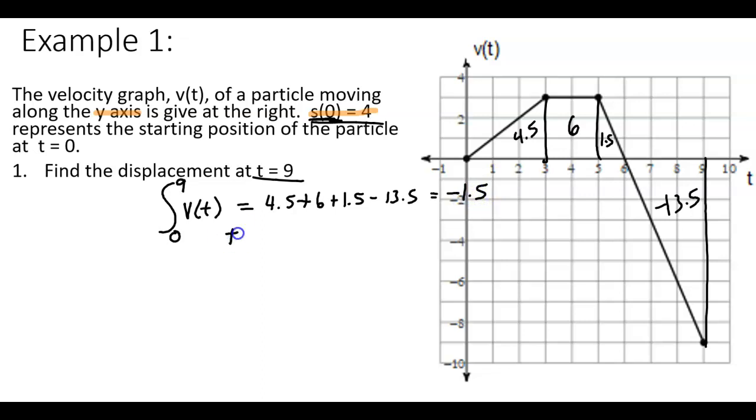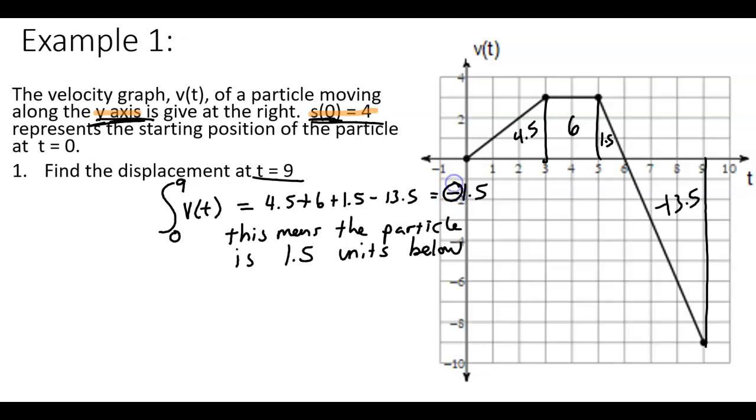Now I want to interpret this. This means that the particle is 1.5 units below, because we're on a y-axis. If it was an x-axis, we would say to the left. But since it's a y-axis, we're going to say below. And it's below because it's negative. 1.5 units below the starting point. That's what that means, because this is displacement.